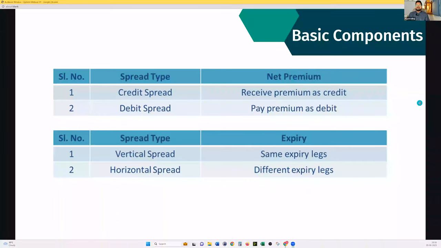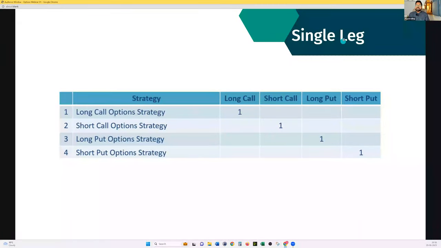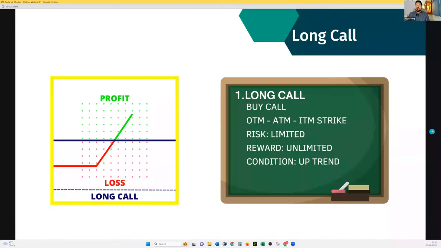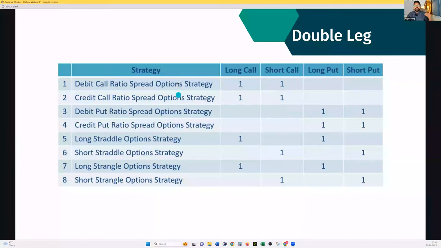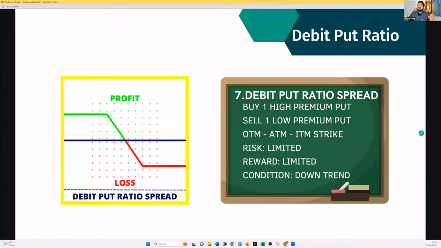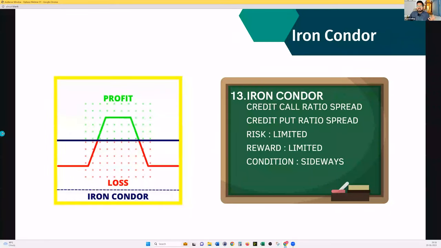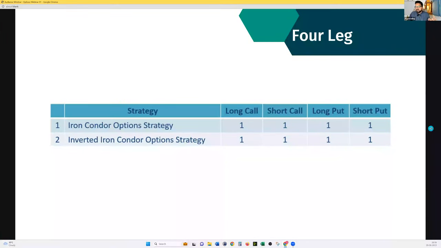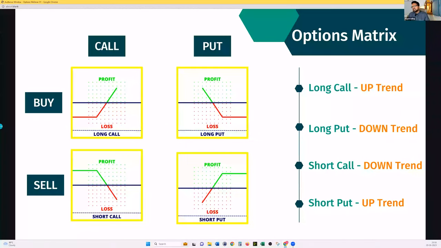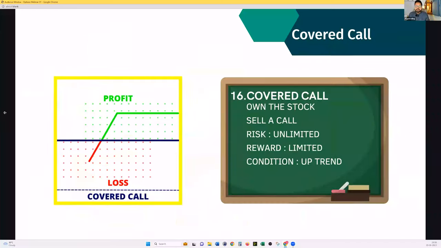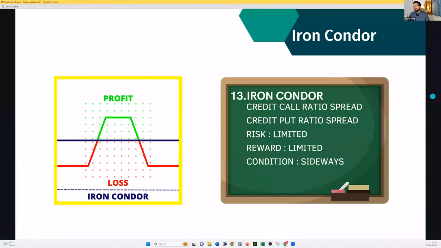Okay, that's fine. Then we speak more about the single leg strategies, like how to create a single leg strategy, and how to create a double leg strategy. In double leg strategies, we speak more about ratio spreads, long strangles and short strangles. Then we speak a lot about four leg strategies like iron condor and inverted iron condor. Apart from that, we have some other strategies too. We'll be discussing all those strategies in the next session.